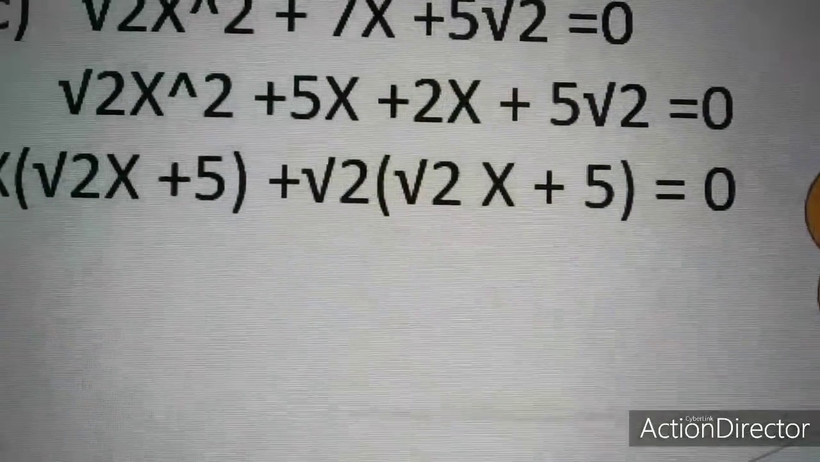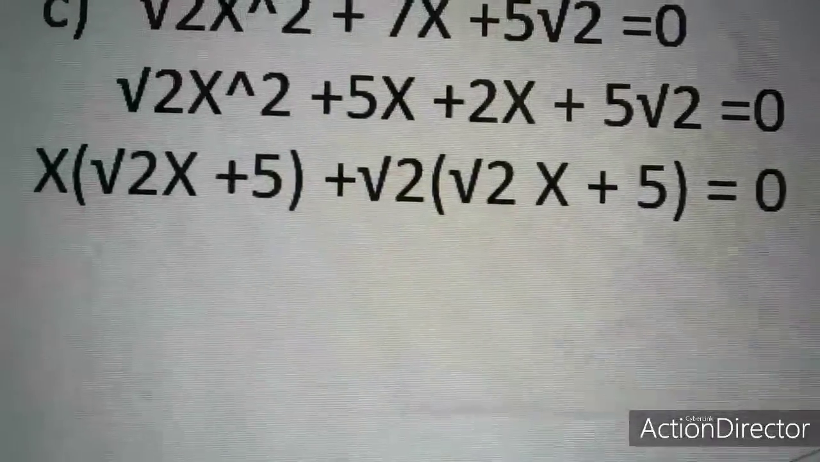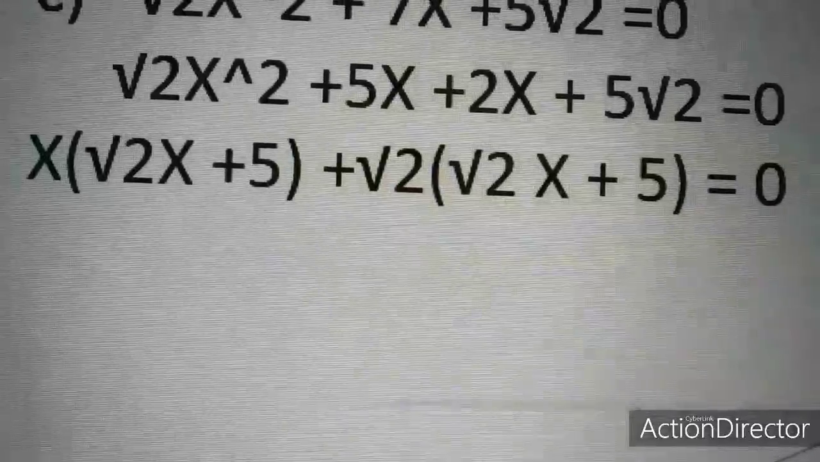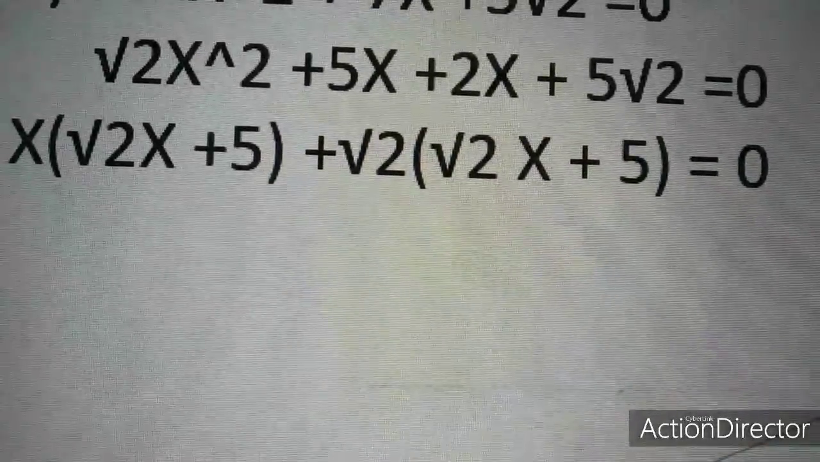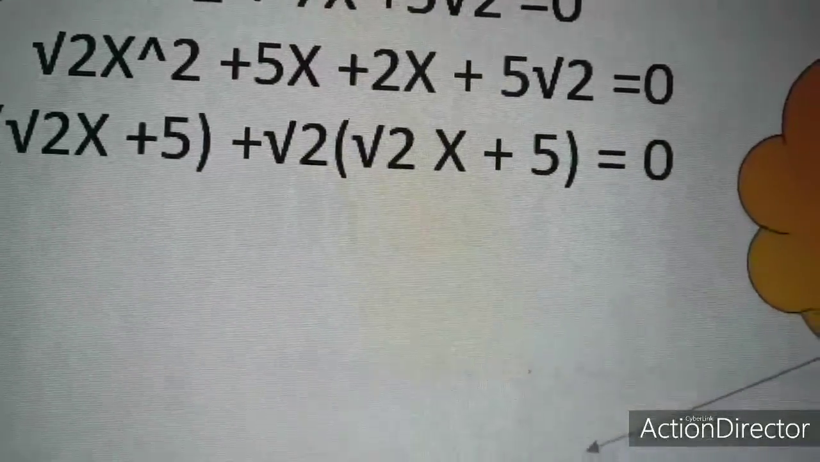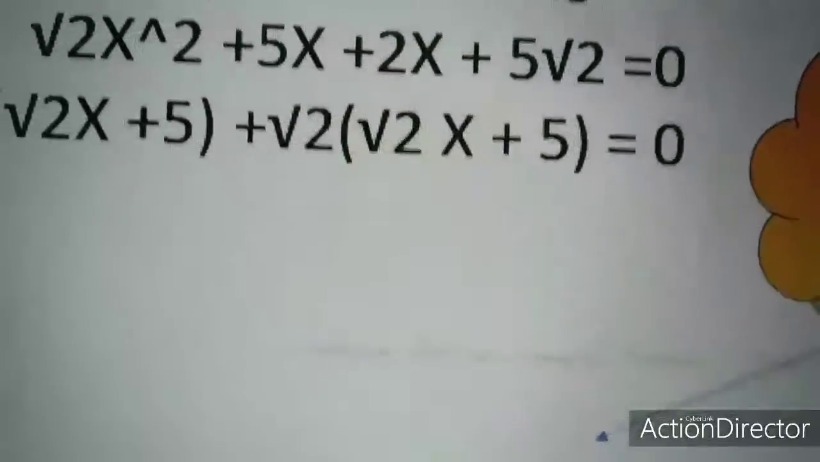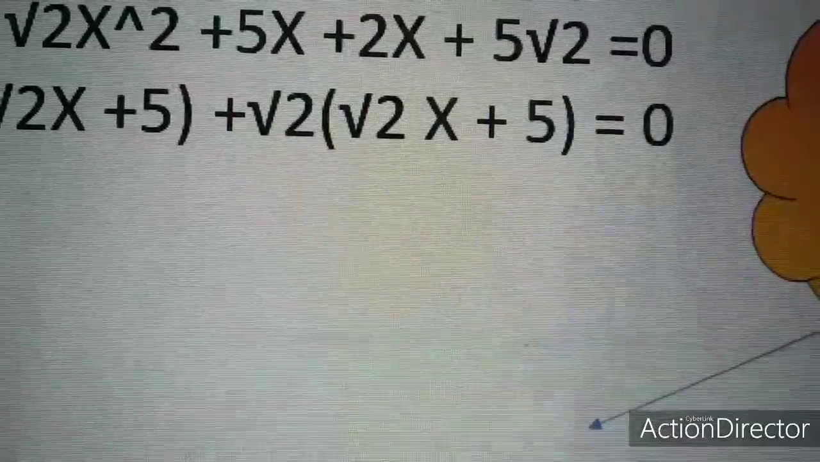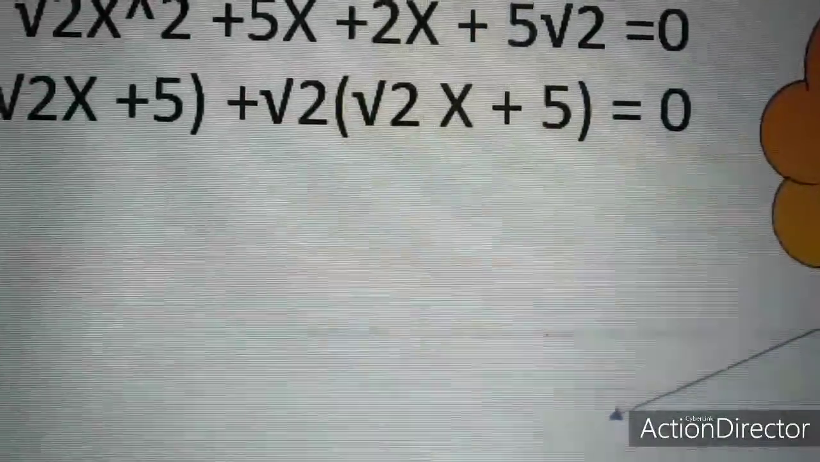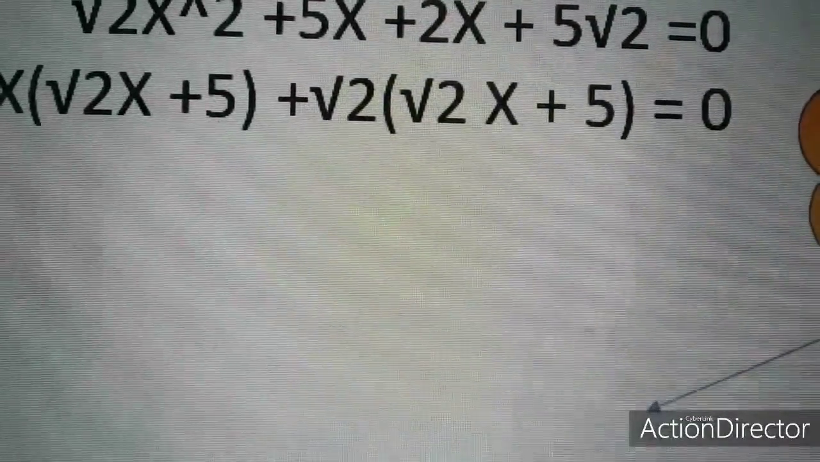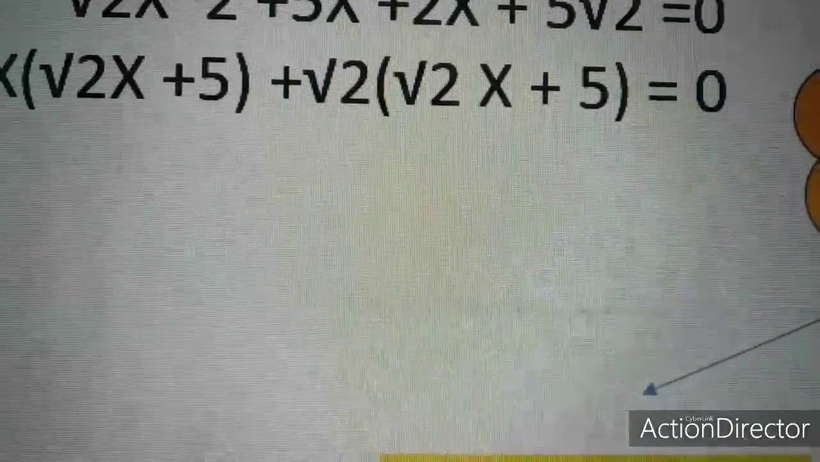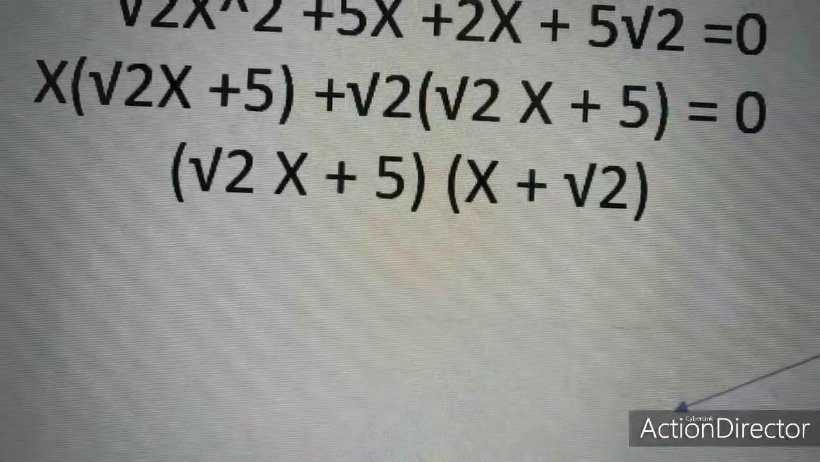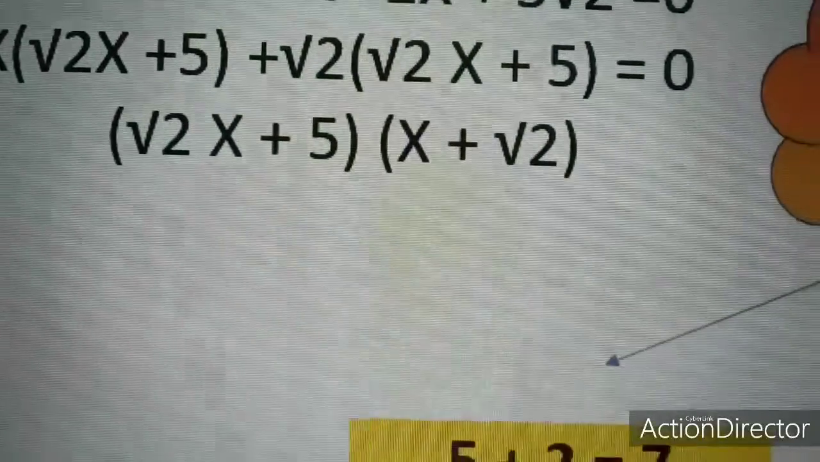So by comparing the first two terms, I am able to see that x is common in both the terms. So I will be writing x into root 2 x plus 5 and in the third and the last term, root 2 is common because 2 can be written as root 2 into root 2. So by taking root 2 as common, I am getting it as root 2 into root 2 x plus 5 equal to 0. So my answer will be root 2x plus 5 into x plus root 2.